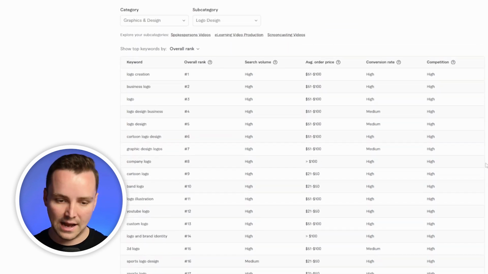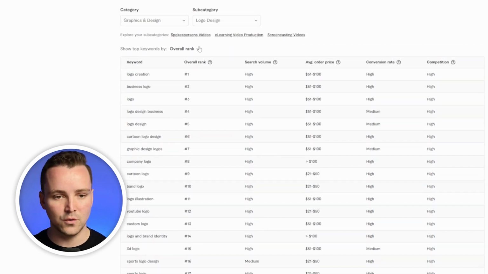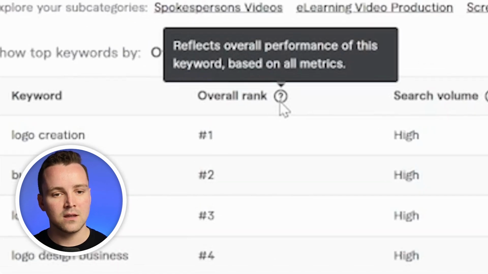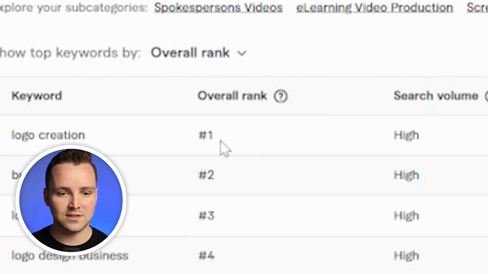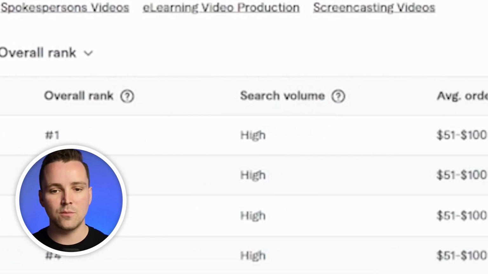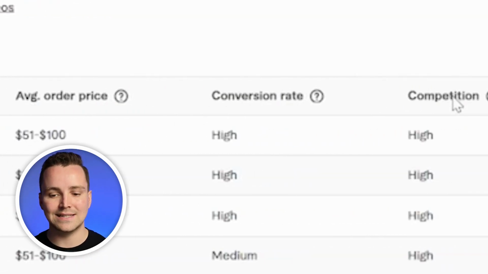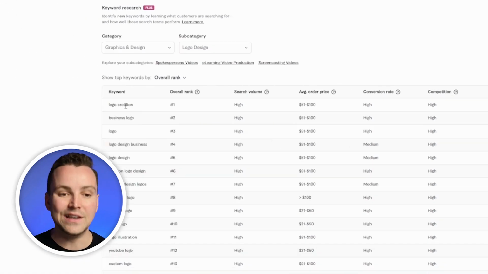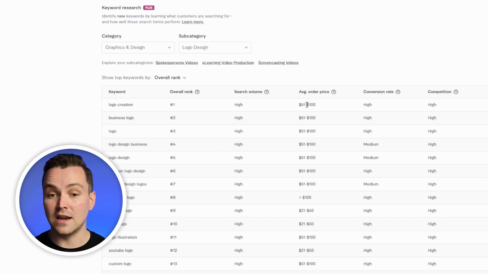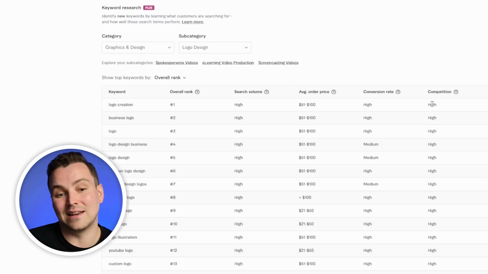This is great. We now can see a whole lot more keywords than before. Now, overall rank reflects the overall performance of this keyword based on all the metrics. So it's taken into account the search volume, the average order price, the conversion rate, and the competition. So obviously the number one keyword to use is logo creation, because it takes into account that there is an incredibly high amount of searches for this. There is a decent average order, very high conversion, very high intent. But the negative here is the fact that it's high competition.